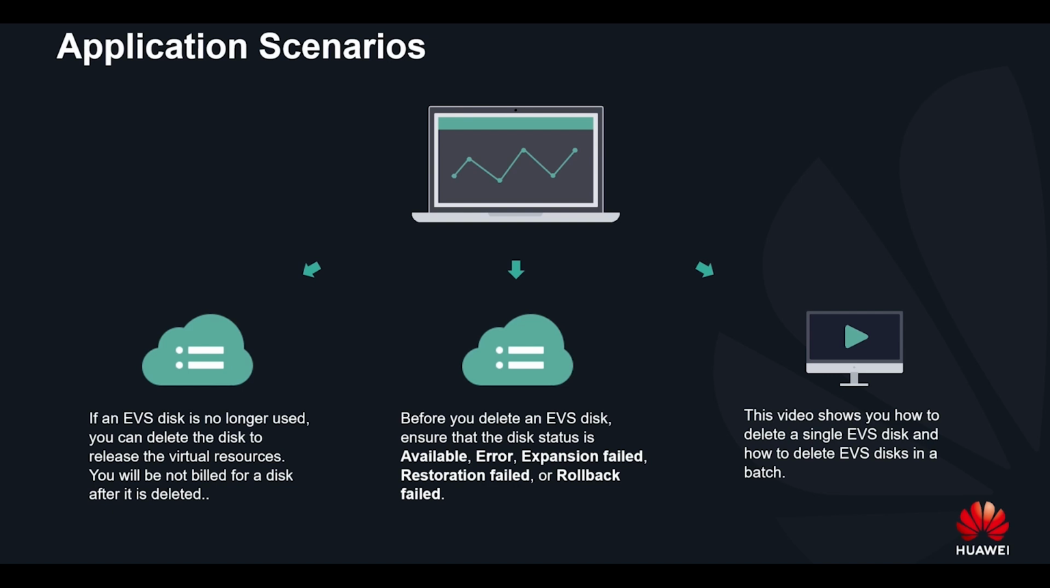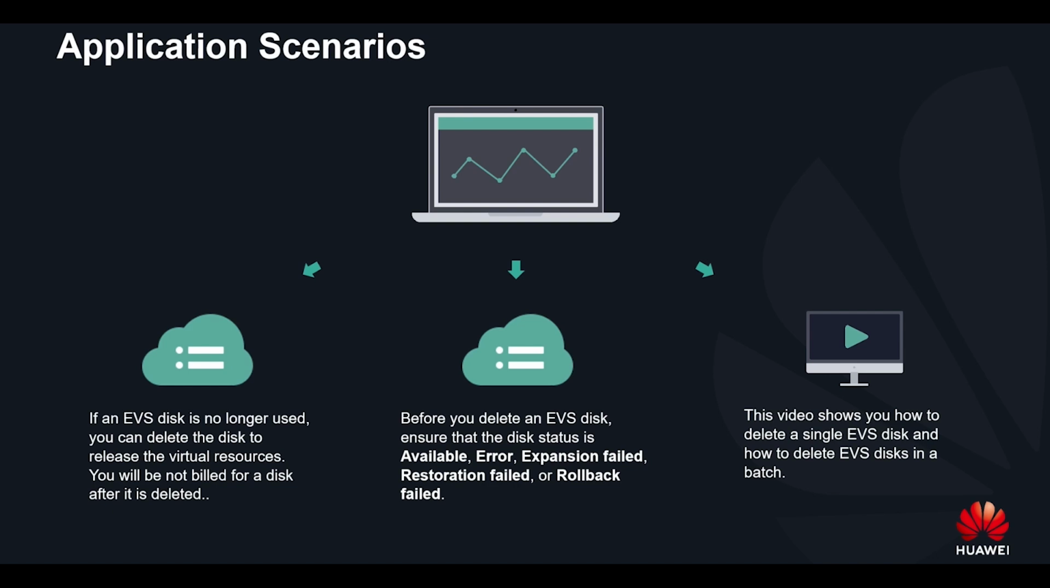Before you delete an EVS disk, ensure that the disk status is available, error, expansion failed, restoration failed, or rollback failed. For more constraints, see Elastic Volume Service User Guide in Huawei Cloud Help Center. This video shows you how to delete a single EVS disk and how to delete EVS disks in a batch.